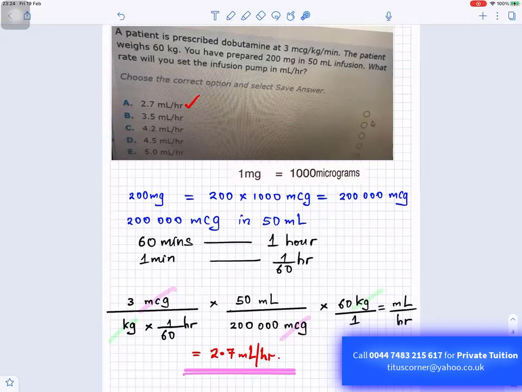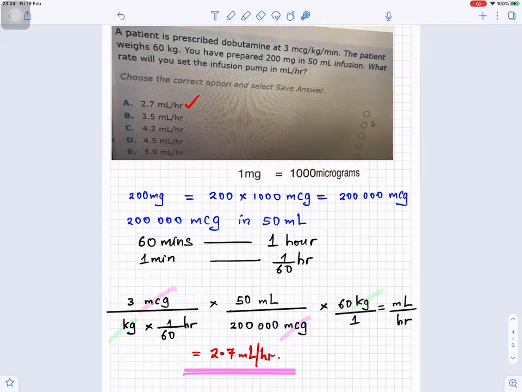Now we've got to make sure the time is either in hours or minutes. So we've got to change it: 60 minutes is 1 hour. We say here it is per minute, which means 1 minute. So what does 1 minute in terms of an hour mean? 1 minute is 1/60th of an hour, because there are 60 minutes in 1 hour. So 1 minute is 1/60.